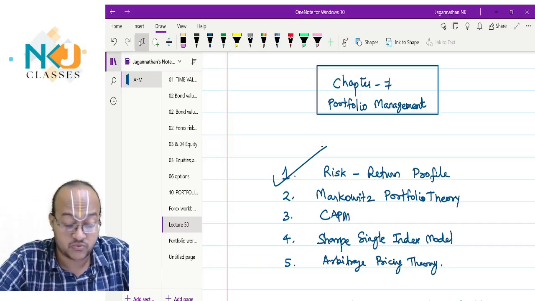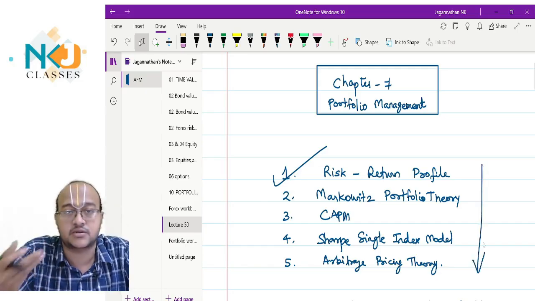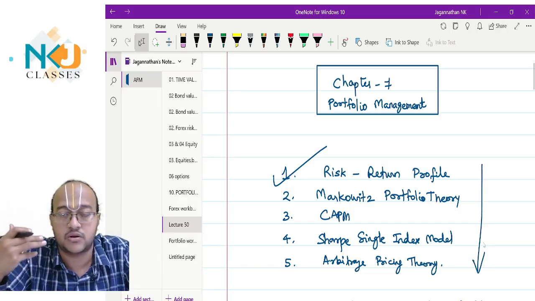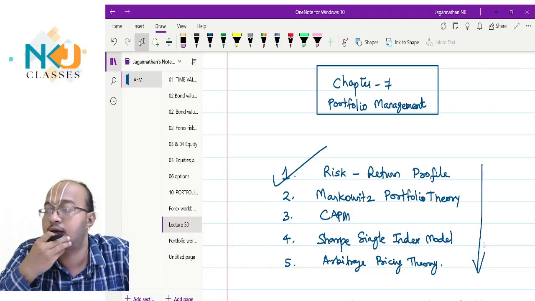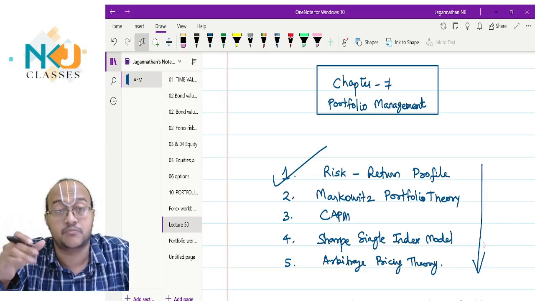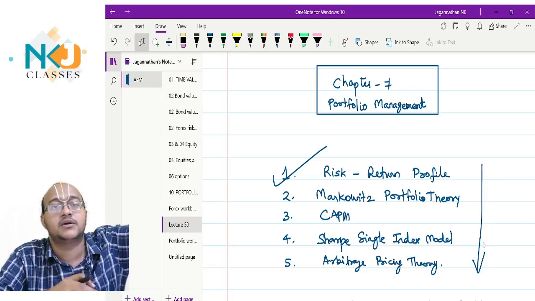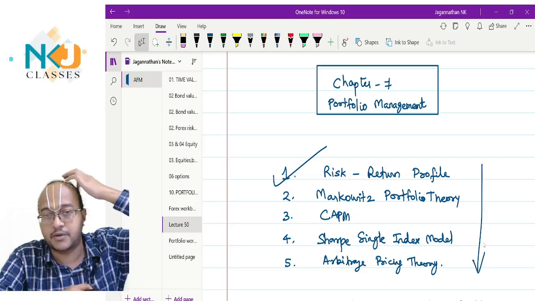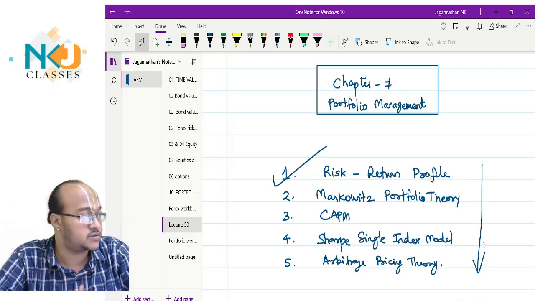Why I'm telling you all this is that the entire flow of discussion is so interlinked and so interconnected that you cannot leave one topic alone and then say I can directly study the index models, Sharpe's single index model, because I am laying the foundation for you to understand the upcoming topics. Are we clear with this? So revise properly, that is my request.